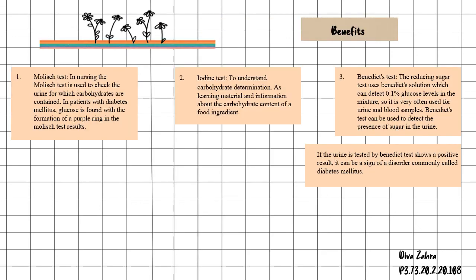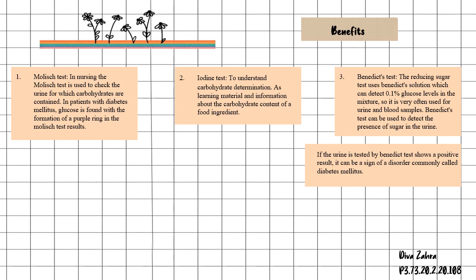These are the benefits in nursing. The first is the Molisch test. In nursing, the Molisch test is used to check which carbohydrates are contained in the urine. In patients with diabetes mellitus, glucose is found with the formation of a purple ring in the Molisch test result. The second is the iodine test, used to understand carbohydrate determination as learning material and information about the carbohydrate content of a food ingredient.